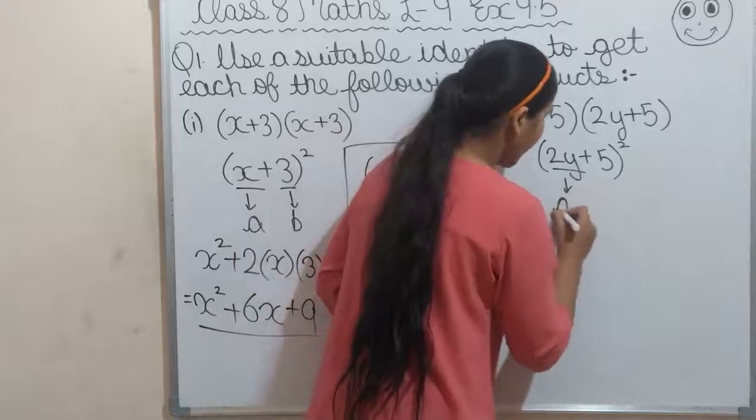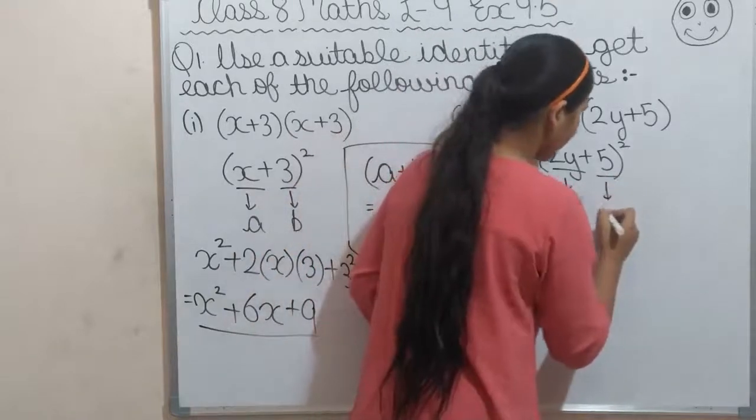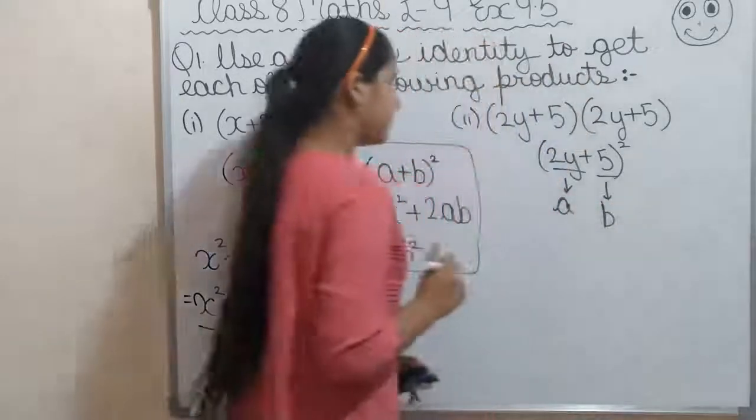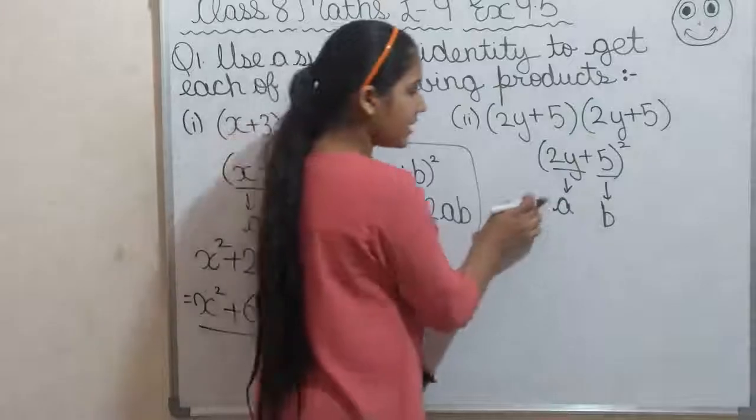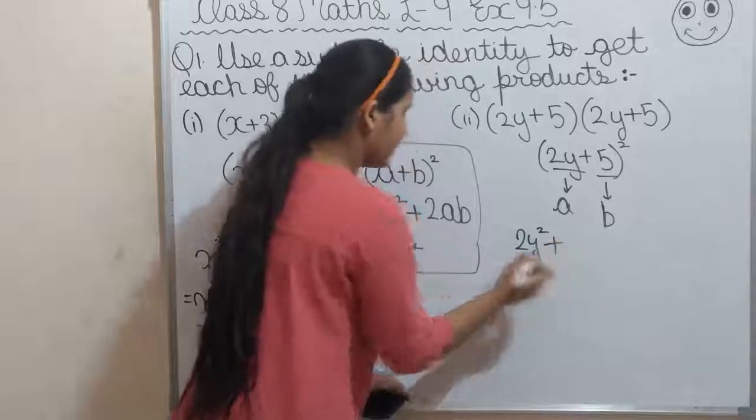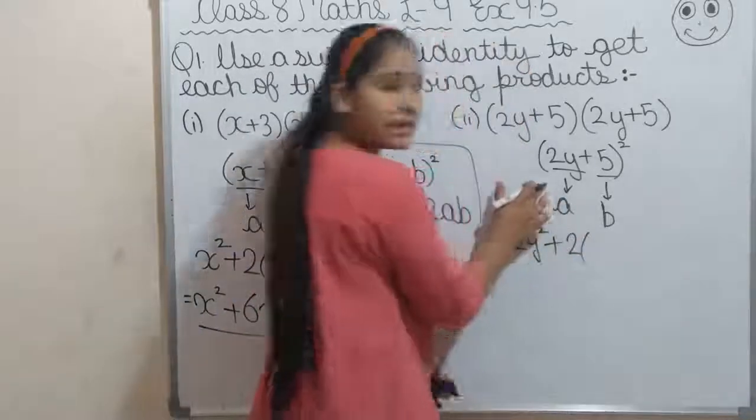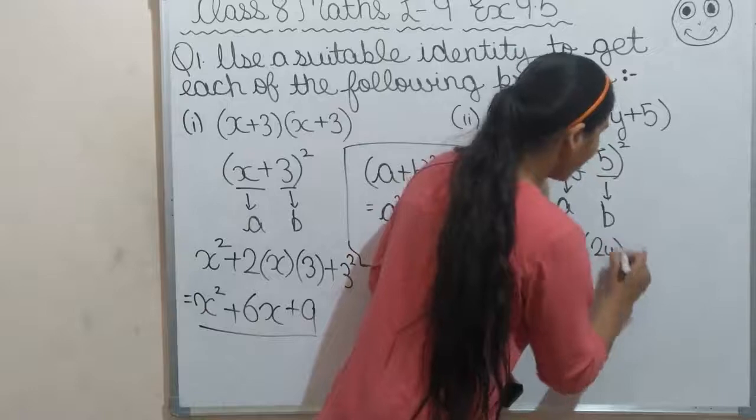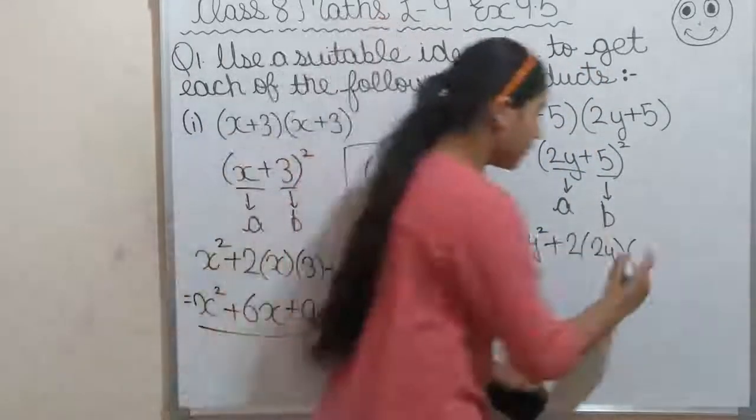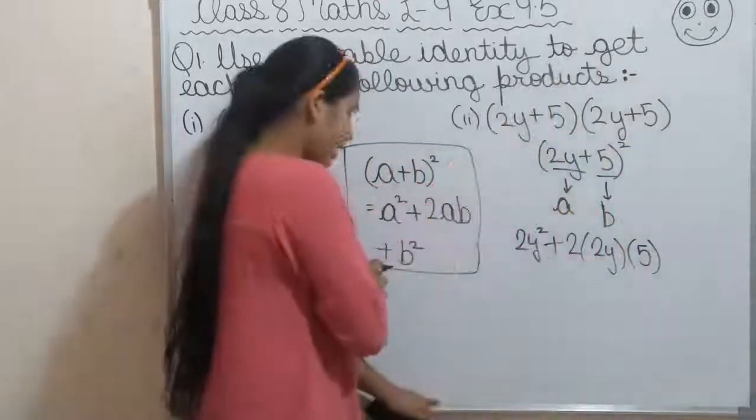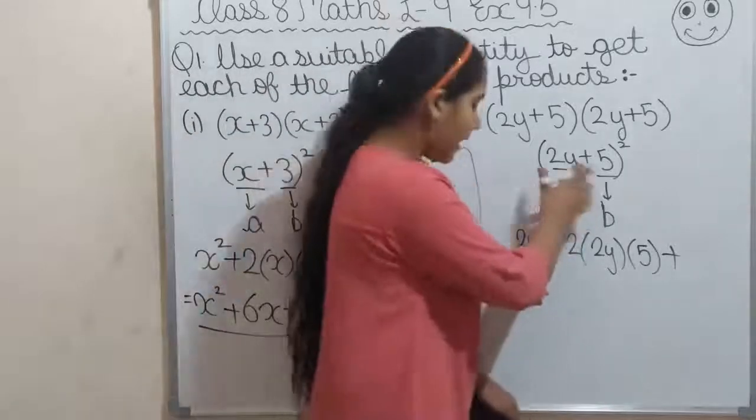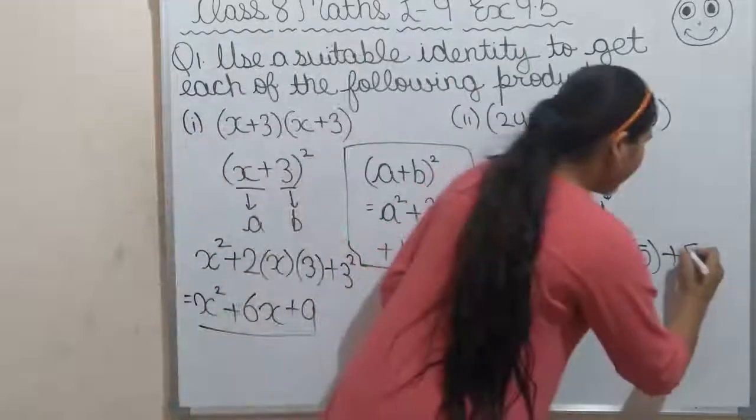These 2y represent a and 5 represents b. So first, a square, a is 2y, means it will be (2y) square, with plus sign, then 2ab, 2 into a is 2y, so write 2y in brackets, then multiply 5. Why 5? Because b here is 5. Then plus sign as it is, then b square. B is 5 and here it is written square, so we have to write 5 square.